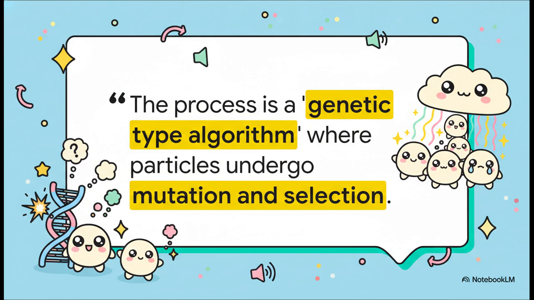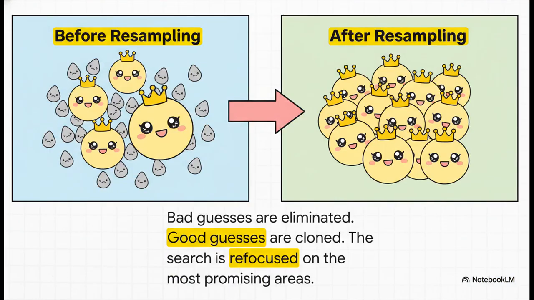See, the prediction step with that randomness, that's the mutation. And the update and resample steps, that's selection, where the environment, the cold, hard data, gets to decide which ideas survive and reproduce. And here you can see the power of that in action.